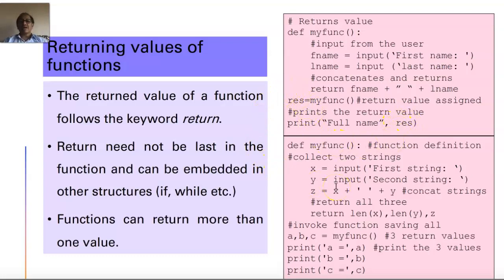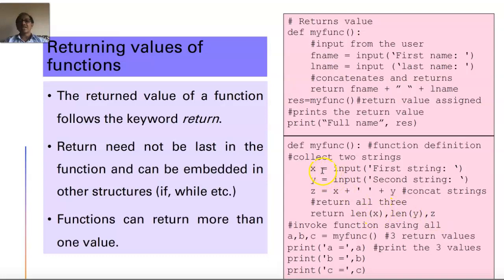Let's look at where the return value is more than 1. We are defining a function here with two strings collected, input first string, input second string, and then concatenating the two strings. After concatenating, it should return all three values. How? It can return length of x, return length of y, return z.